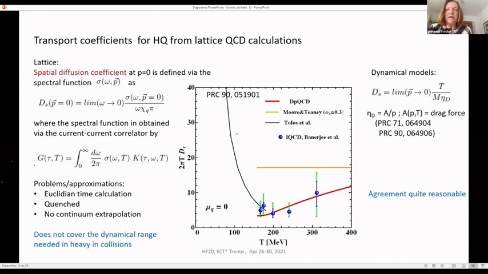Okay, so I think time tells us we should move on. Thank you very much again, Jörg. And then we come to Steffen Bass, who will tell us about bulk evolution models of heavy flavor. So you should be able to share your screen.